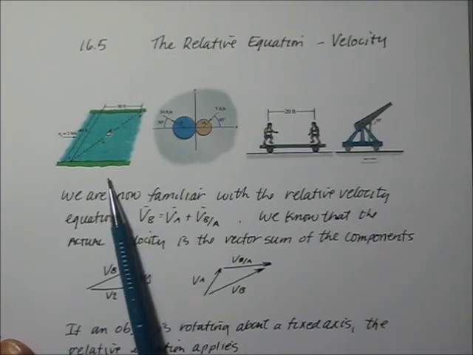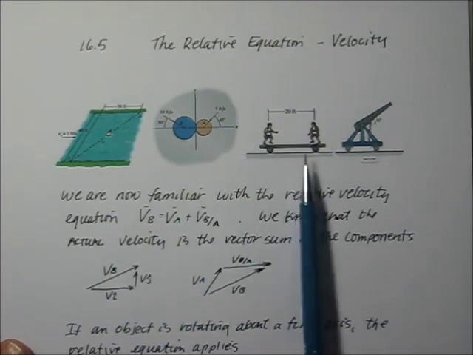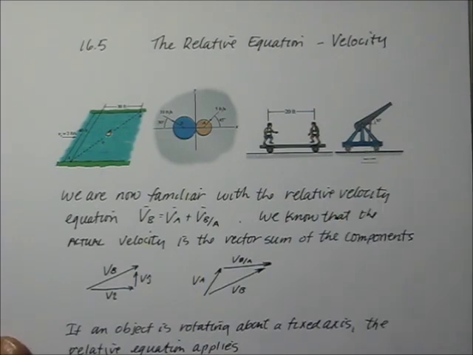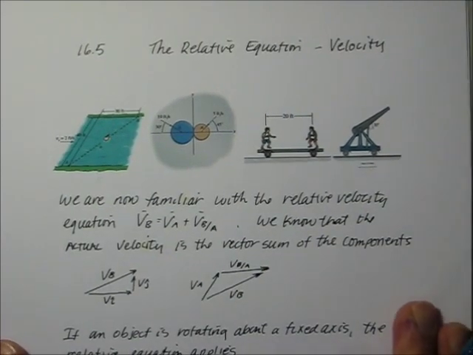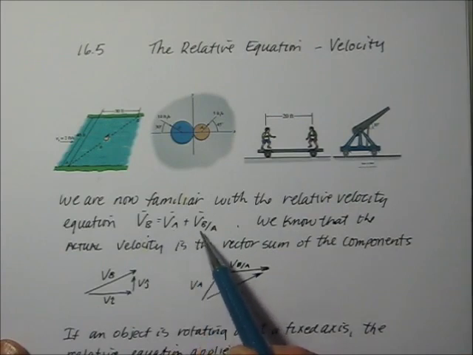We used it in Chapter 12 when we were finding the velocity of A with respect to B. We used it in impact, we used it in the conservation of momentum, and we used it in two-dimensional conservation of momentum in Chapter 15. So we're familiar with the form of the equation: V of B is equal to V of A plus the velocity of B with respect to A.